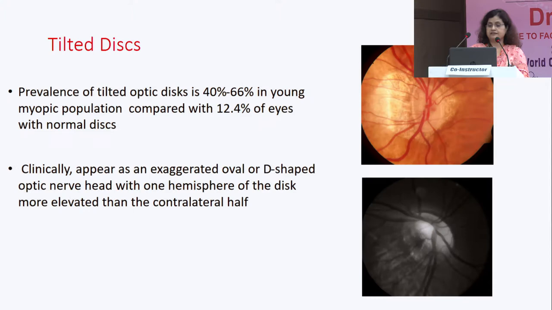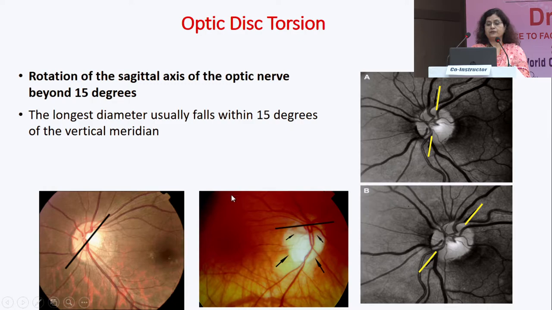Tilted discs are very common in myopic eyes, almost 40 to 60, 70% as compared to the normal population. When you see a disc like this, which is more or less a D-shaped optic nerve, you should look at these discs in a stereoscopic manner, wherein one half of the disc will look elevated and the contralateral half depressed. Torsion, which is the rotation of the sagittal axis of the optic nerve by more than 15 degrees, is again very common, and sometimes you get to see discs which are 180 degrees torted. So you need to identify this morphological variability.